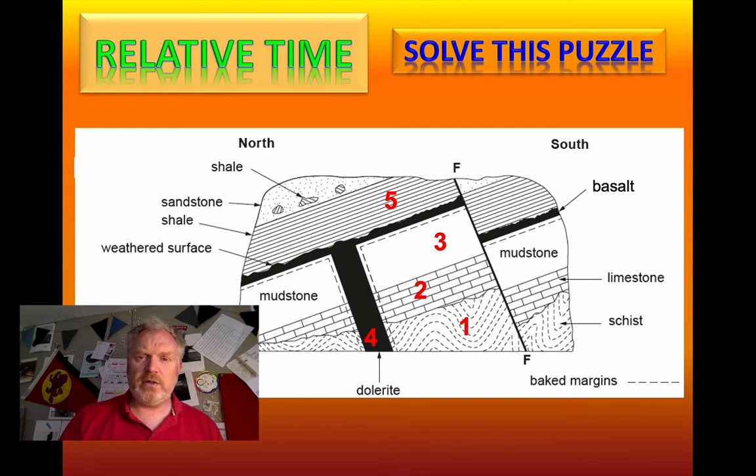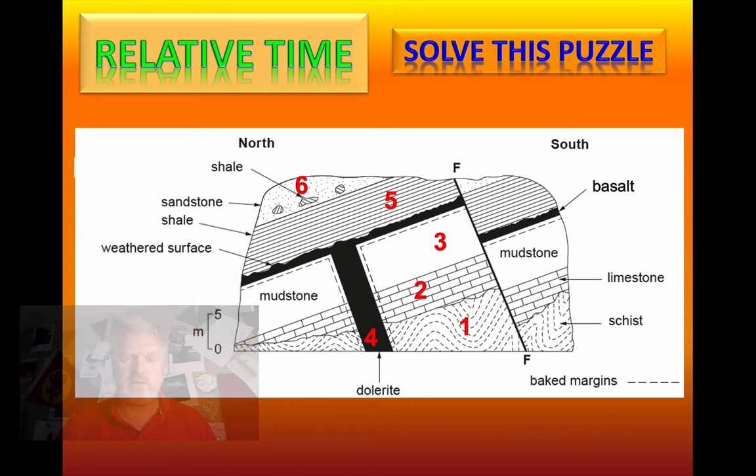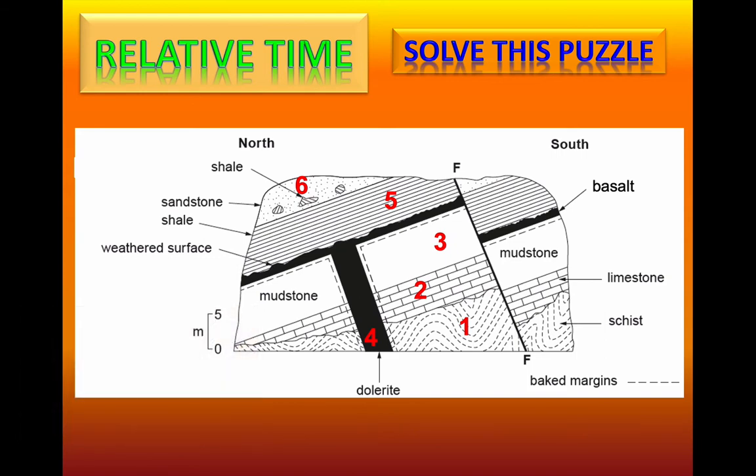The final bed is the sandstone. And we can tell the sandstone must be younger than the shale because there are included fragments of the shale within the sandstone. And there we've got some of the other features that we can see, including a fault there that must be actually the youngest thing in this outcrop because it's affected all the other rocks.